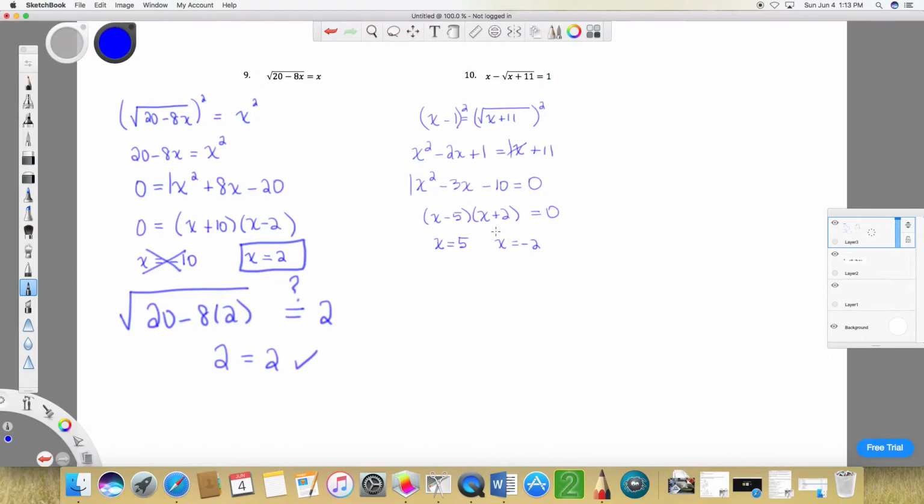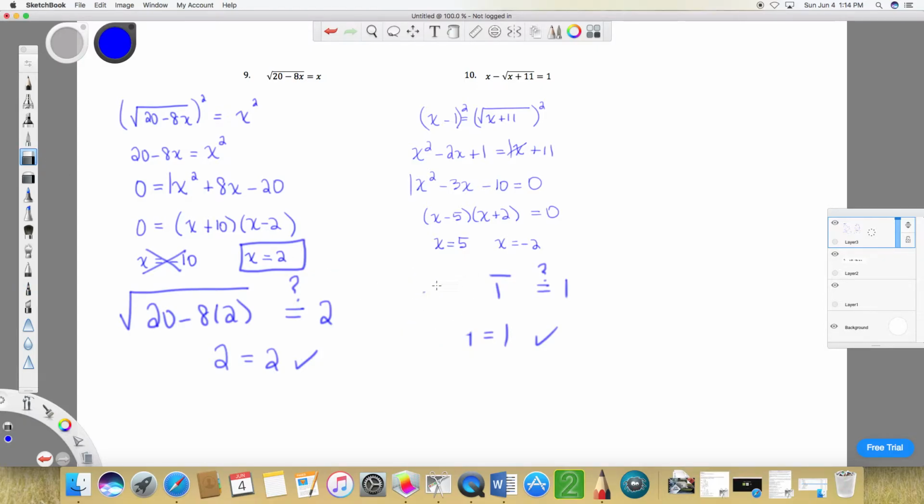All right, so when we check x equals 5, on the left-hand side, I have 5 minus the square root of 5 plus 11. And the big question is, does that equal 1? So I've got 5 minus, well, 5 plus 11 is 16, and the square root of 16 is 4. So yes, that equals 1, and that checks. So x equals 5 is definitely in my solution set.